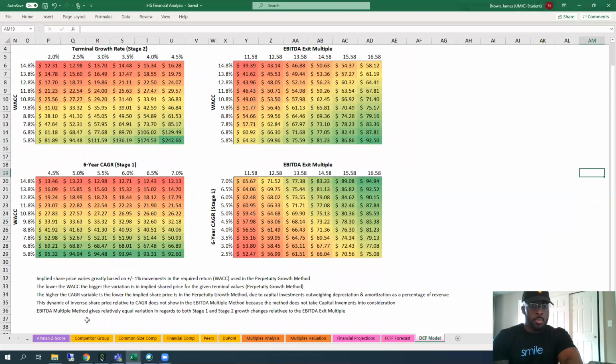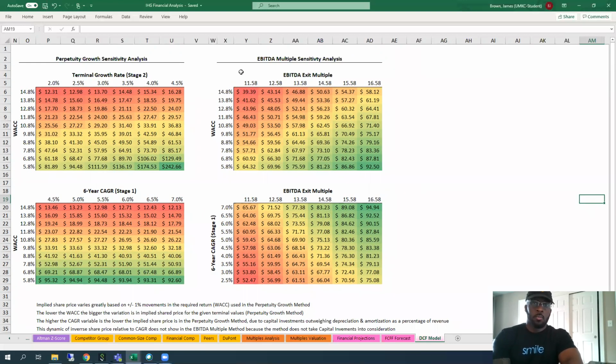EBITDA multiple method gives a relatively equal variation in regards to both stage 1 and stage 2 growth changes relative to the EBITDA exit multiple. So this yellow line going diagonally from corner to corner shows that the distribution is pretty equal. In a 1-to-1 move, 1% down and 1% over gives about the same change. And that's across the board. And that's also relatively the same here, but not 100%.